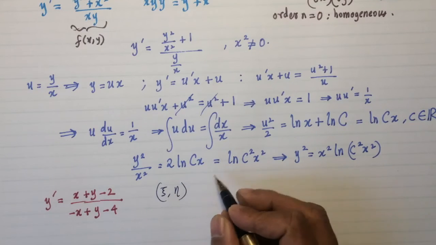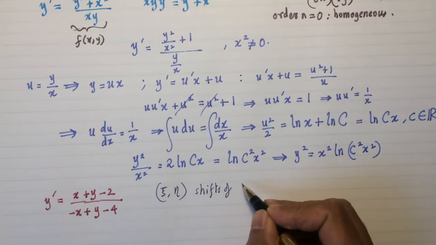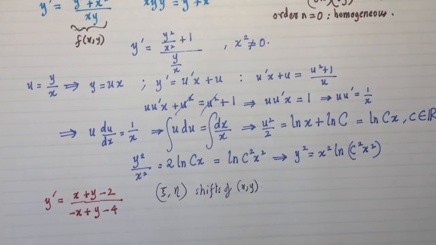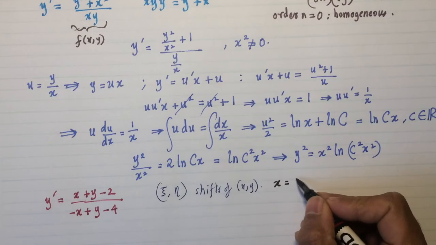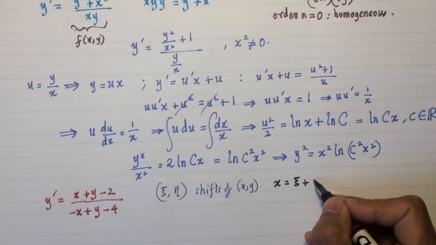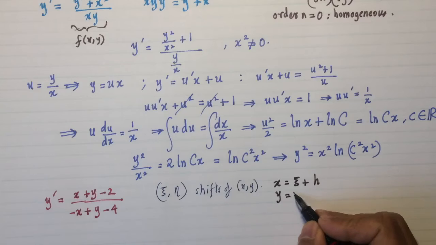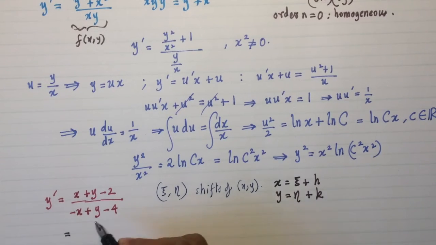So the zeta and eta are just shifts of the xy coordinate system. So you're shifting your coordinate system. There's nothing else that you're doing. You're just shifting them. So one way to do this is to say that x equals zeta plus some quantity h and y equals eta plus k. And when you do this shift, you'll end up getting something like this.